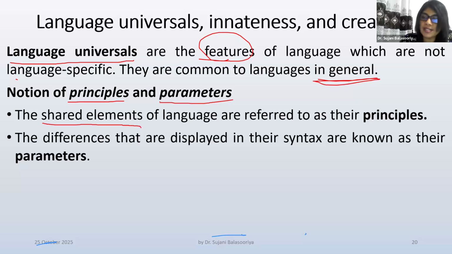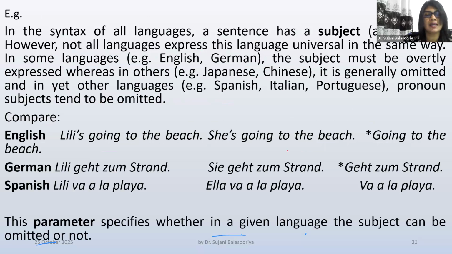If you are talking about two different languages, still there may be some features that are common in both languages. These common elements, or shared elements, or universals, we call principles. Then what do you mean by parameters? They are the differences that are displayed in their syntax. Syntax means sentence formation. At the sentence formation, one language is different from another language. They are called parameters, differences. Similarities, principles; differences, parameters. Okay, so we'll try to understand it with an example.